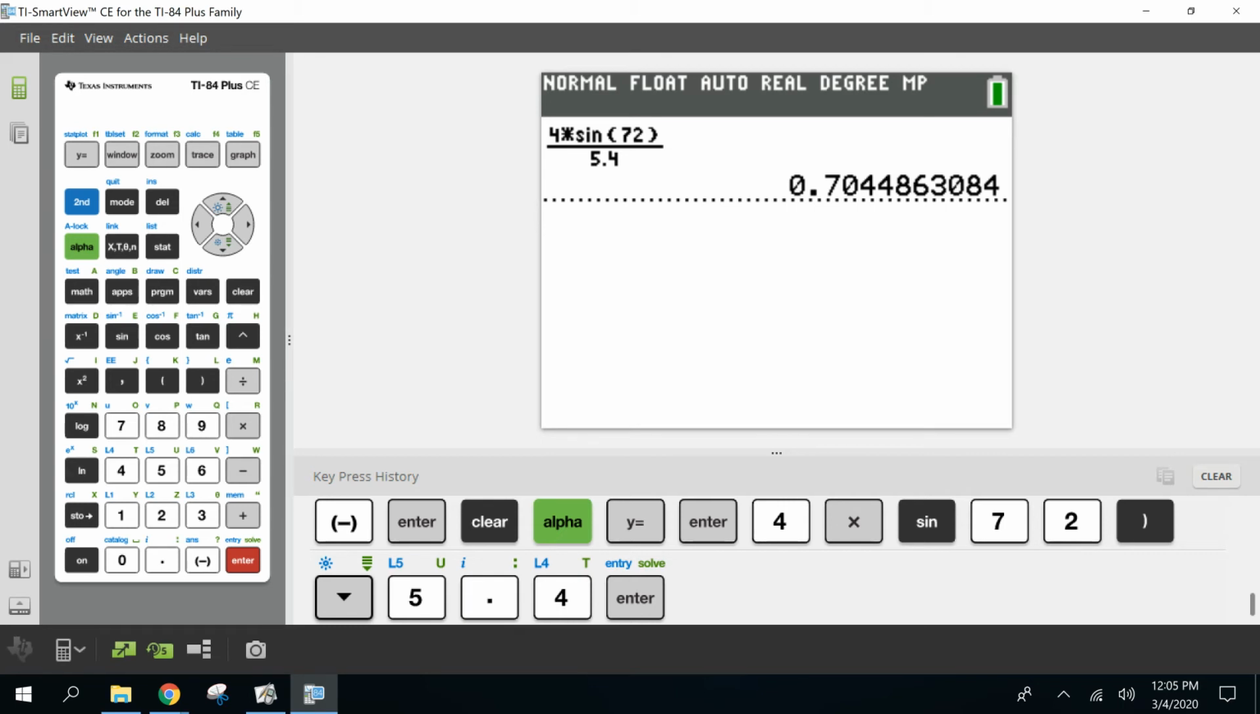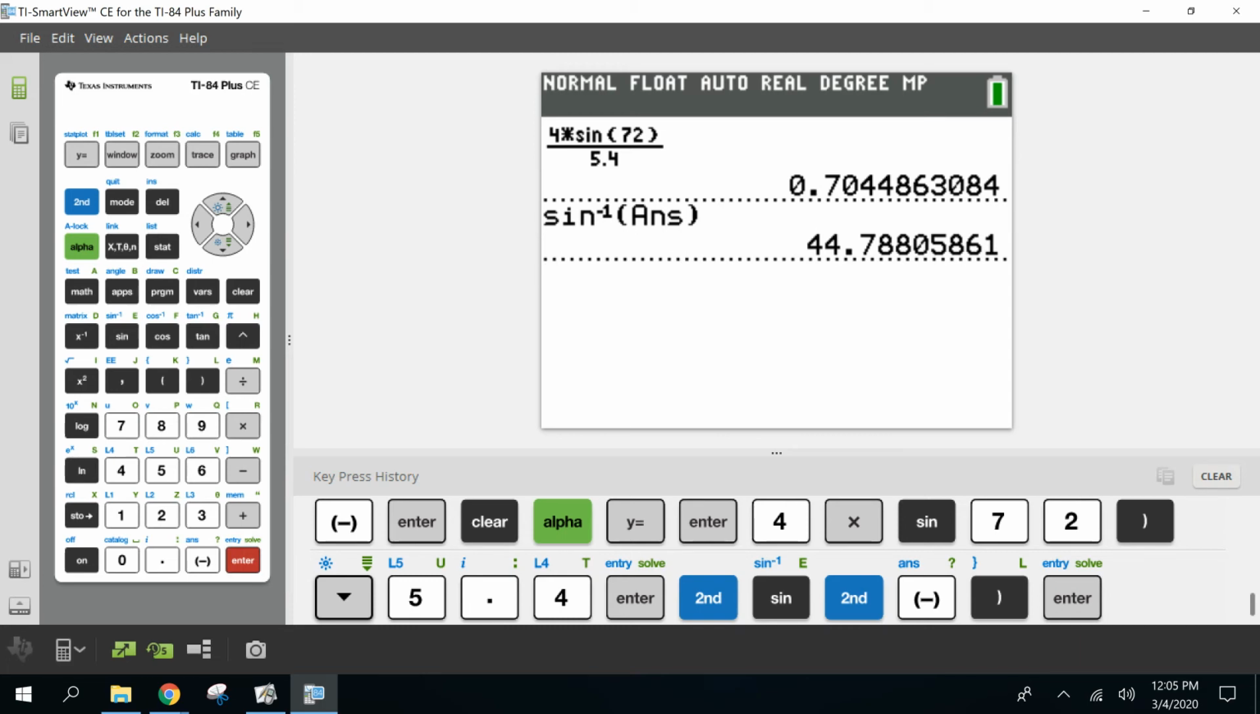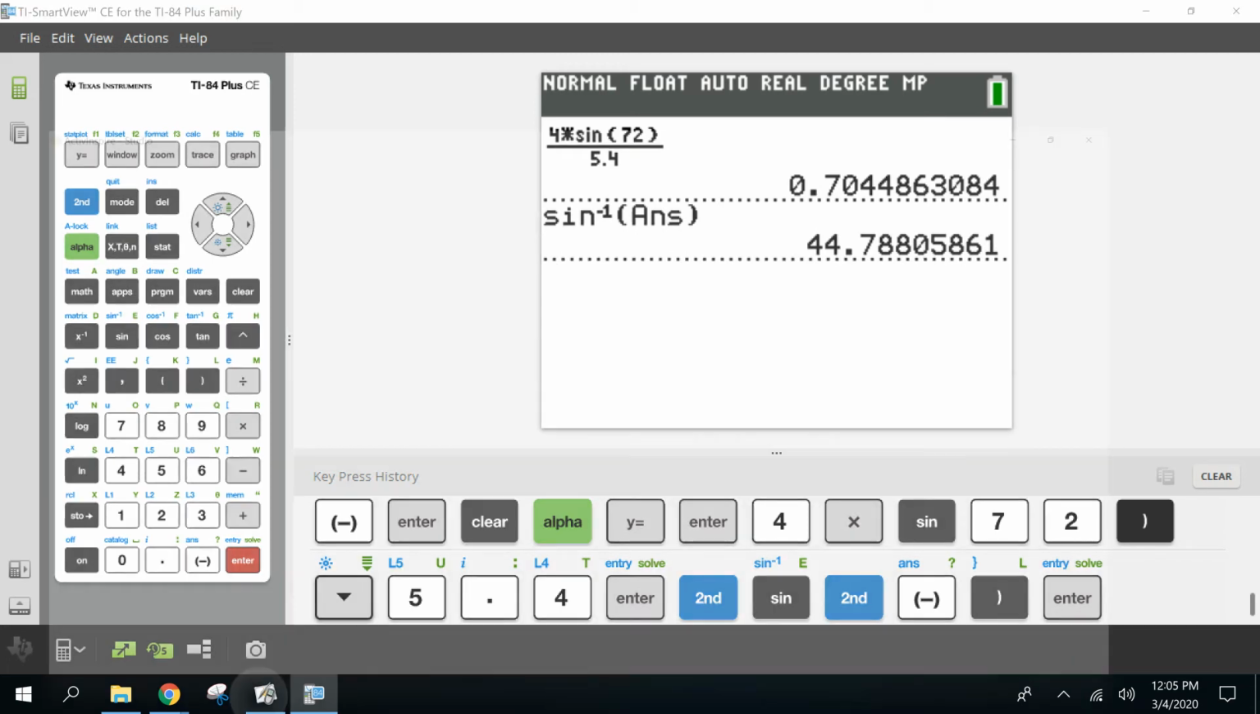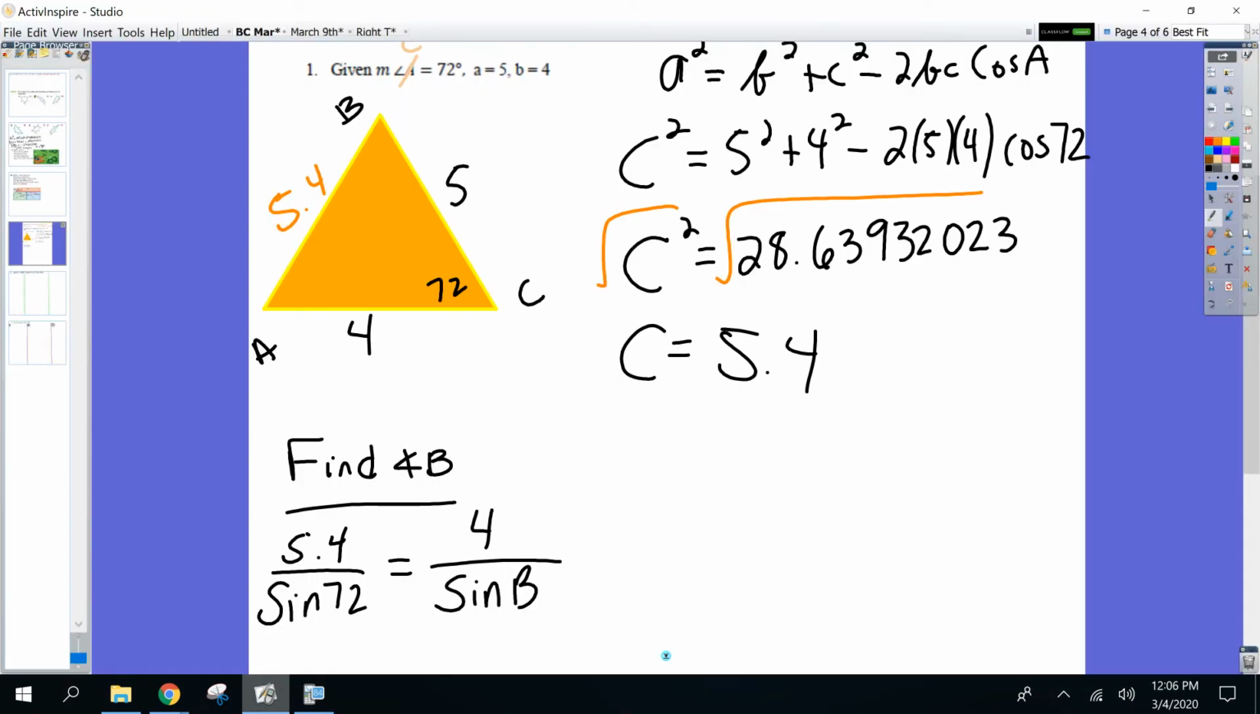What do I need to do to that value to find actual angle B? Inverse, inverse, inverse. Yes, that is not the angle measure, nor will it ever be less than a degree. Second sine. Again, second sine. Mine could be saying cosine to you. Second sine. Plug that answer in, and rounding to the nearest degree, we end up with 45 degrees for angle B.